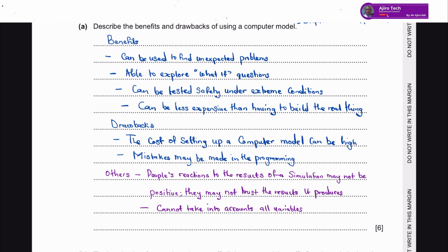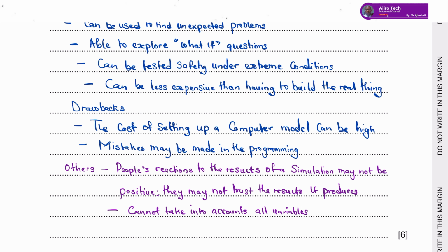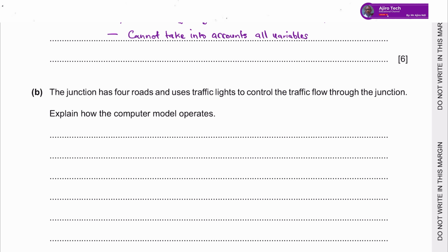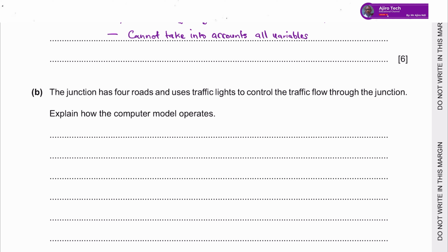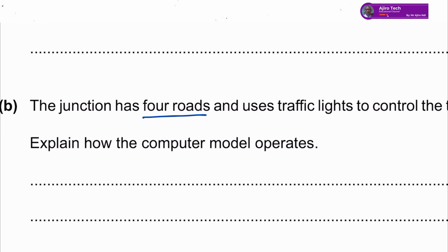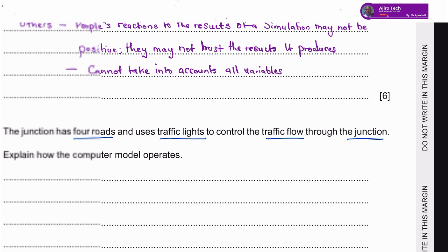Okay, so this is all there is to this. All right, let's look at the next one. The junction has 4 roads and uses traffic lights to control the traffic flow through the junction. Explain how the computer model operates. So since it has 4 roads, let's take note of the keywords: 4 roads, it uses traffic lights to control the traffic flow through the junction.